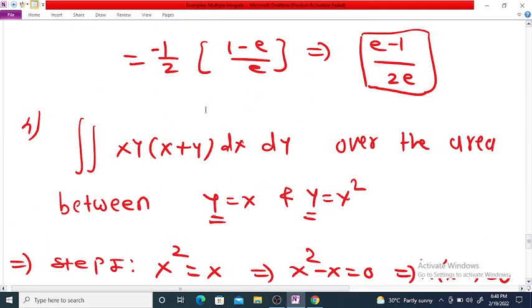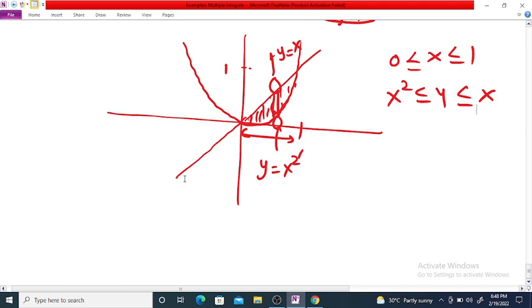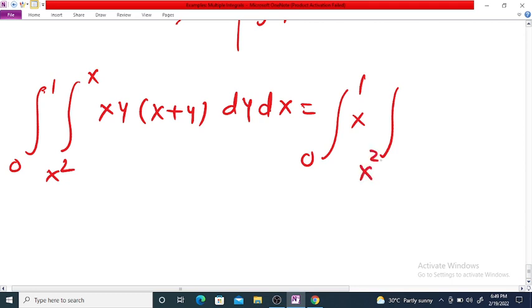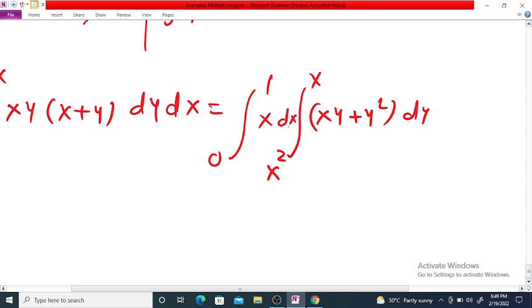And therefore the given integration becomes the integration of xy into x plus y. This is nothing but the integral from 0 to 1 and x square to x of xy times x plus y dy dx, by using Fubini's second theorem. So first we want to evaluate the integration with respect to y. If we simplify this, it is nothing but, if we take this 0 to 1 outside for x, and inside the bracket from x square to x, it is xy plus y square dy and then dx.